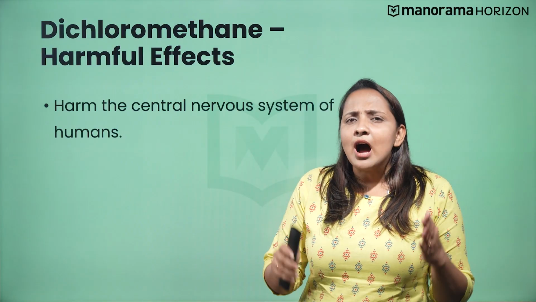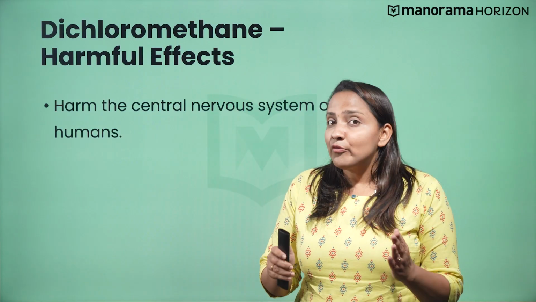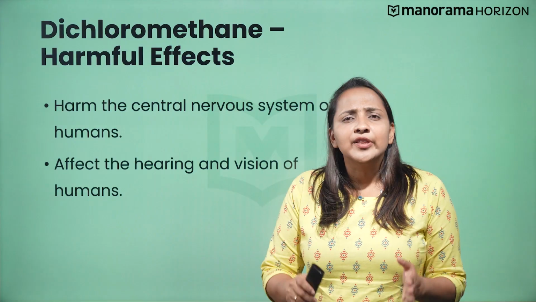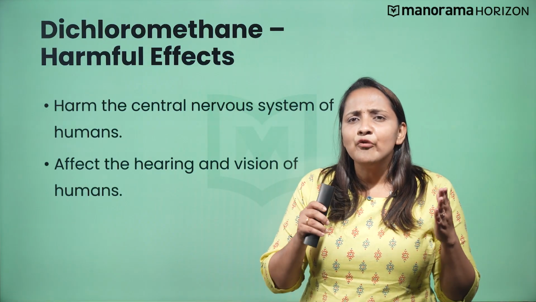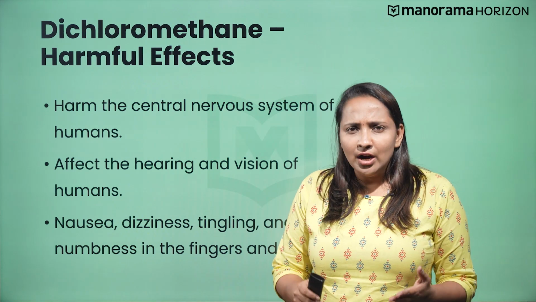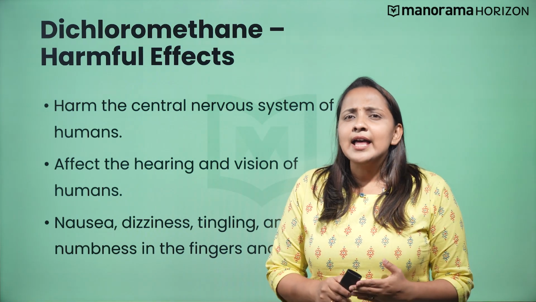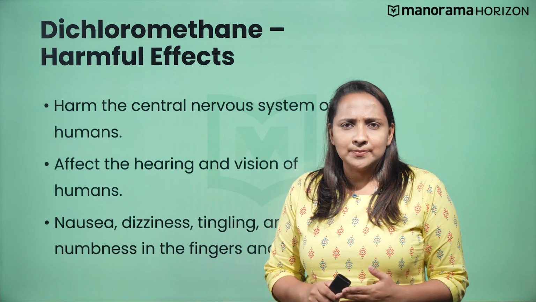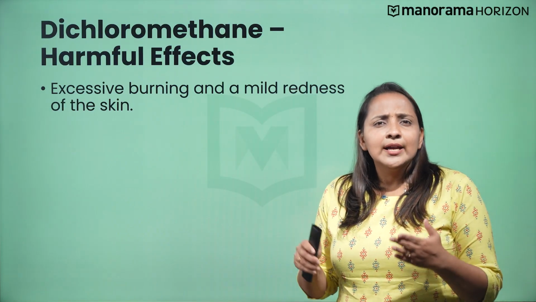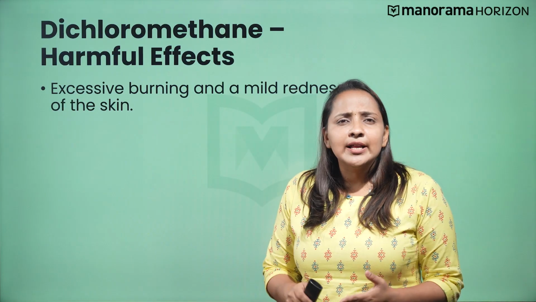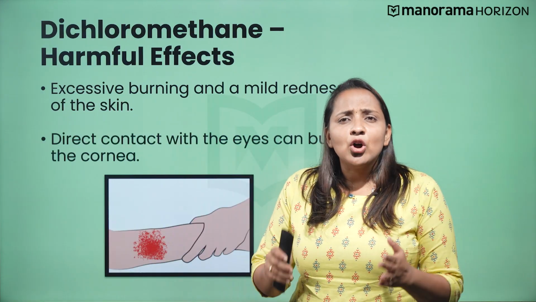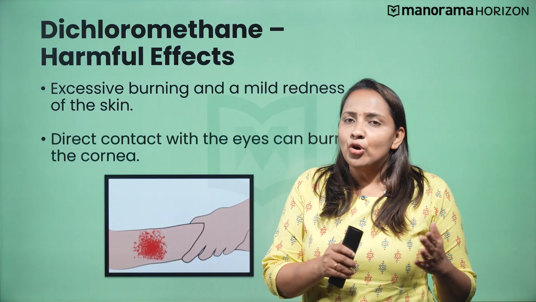This compound can harm the central nervous system of humans. It can affect the hearing and vision of humans if they get exposed to lower levels of methylene chloride in the air, and it can cause nausea, dizziness, tingling and numbness in the fingers and toes. If humans come in direct contact with this compound, it can cause excessive burning and a mild redness of the skin. Even direct contact with the eyes can burn the cornea.